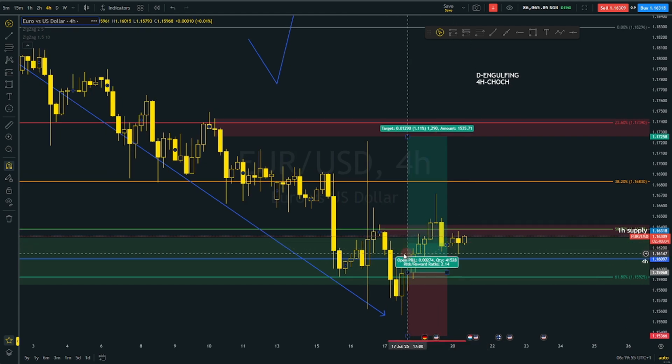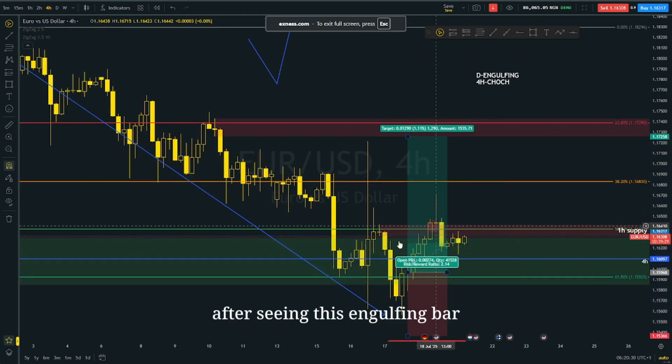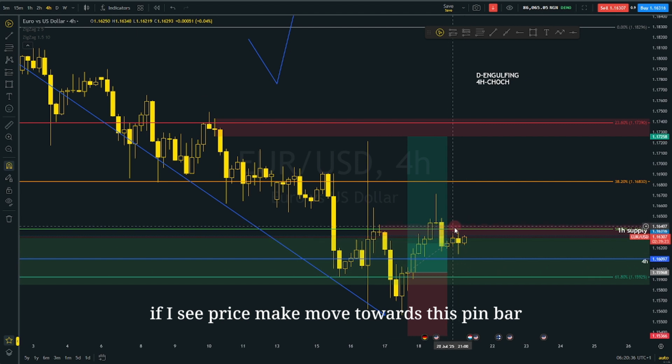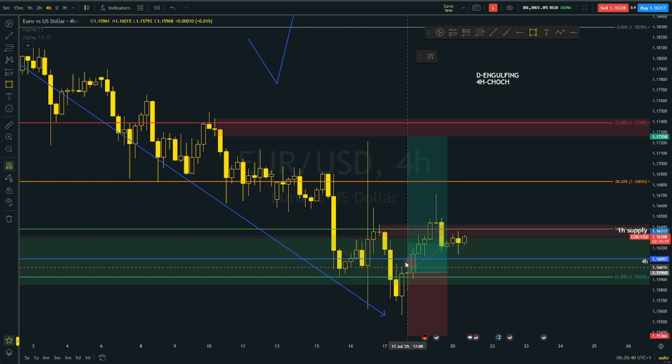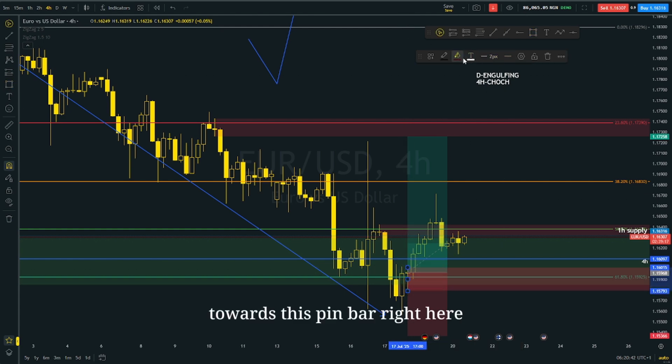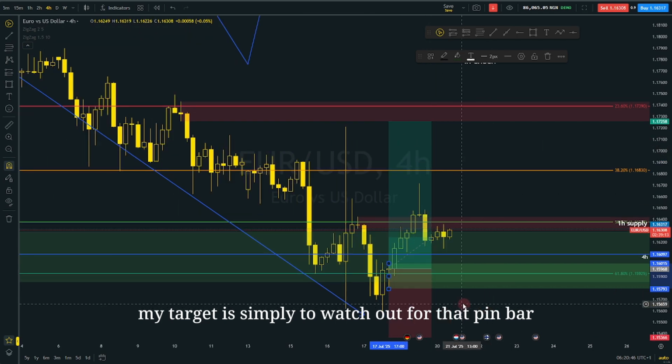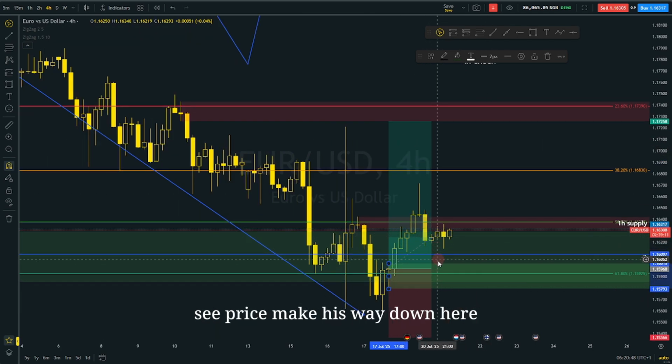You pay attention to all the candles and you'll be less inclined to just dive into any trade. So this is a trade I'm supposed to be in after seeing this engulfing bar, but I kind of missed it, so I just let this thing stay. If I see price move towards this pin bar right here, my target is simply to watch out for that pin bar, see price make its way down here.